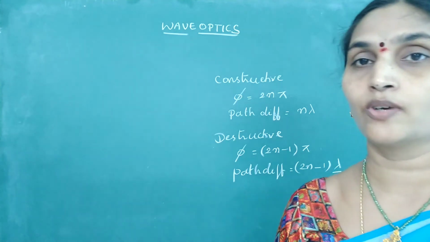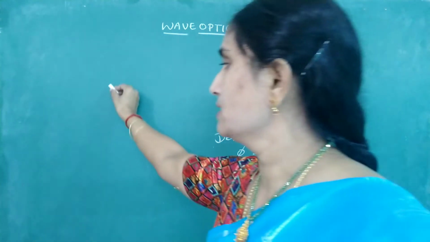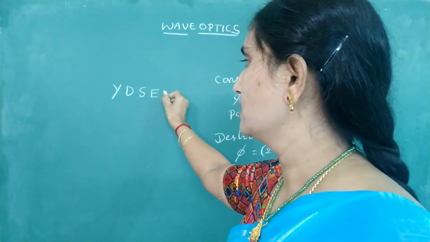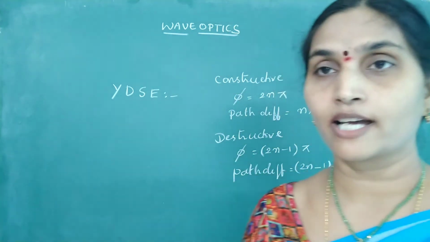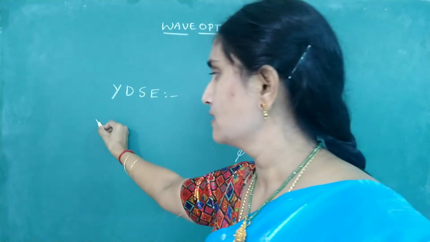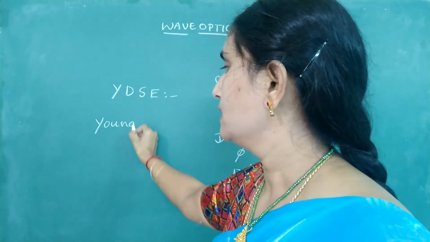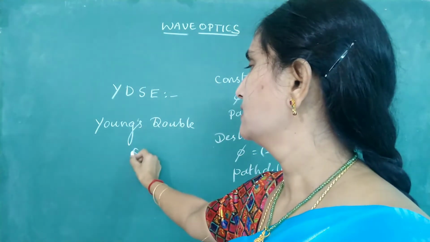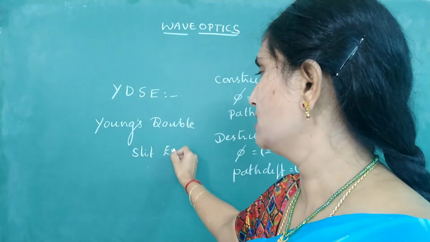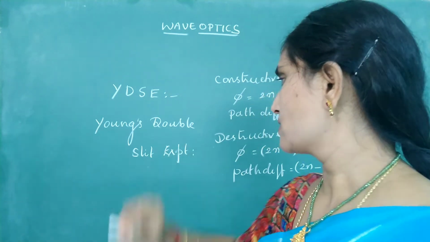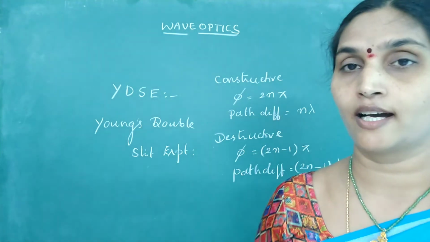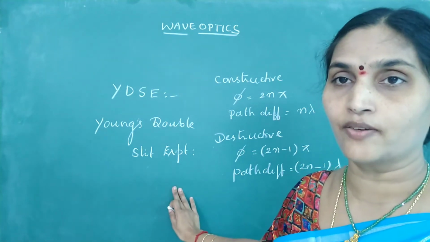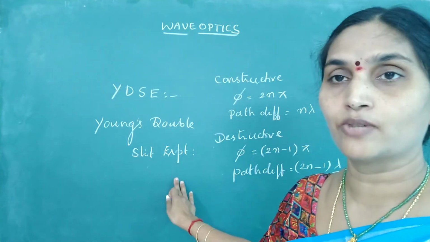Now in today's class we are going to see a very famous experiment which is called Young's double slit experiment. In short we write it as YDSE. I repeat, it is Young's double slit experiment, and making use of this experimental arrangement, I will tell you how we calculate the width of dark fringe as well as the width of bright fringe. So this is what we'll be doing in today's class.